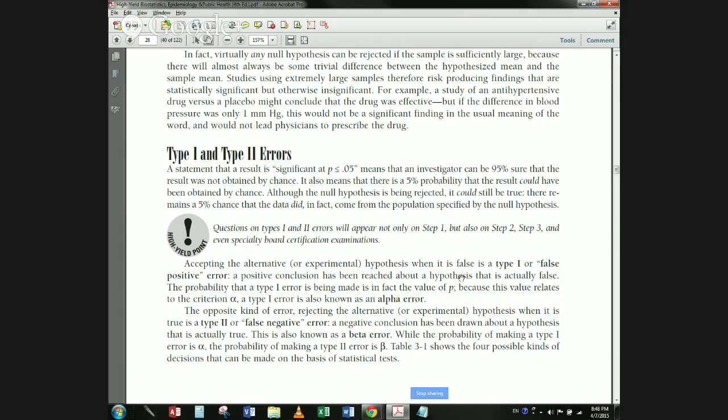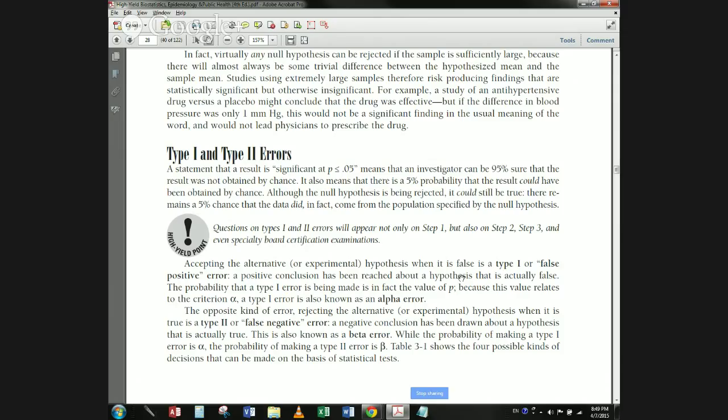Accepting the alternative or experimental hypothesis when it is false is a type 1 or false positive error. A positive conclusion has been reached about a hypothesis that is actually false. The probability that a type 1 error is being made is in fact the value of p, because this value relates to the criterion alpha. A type 1 error is also known as an alpha error.